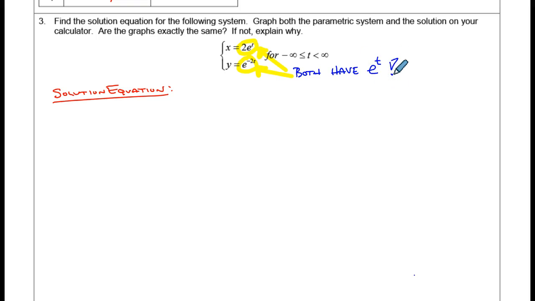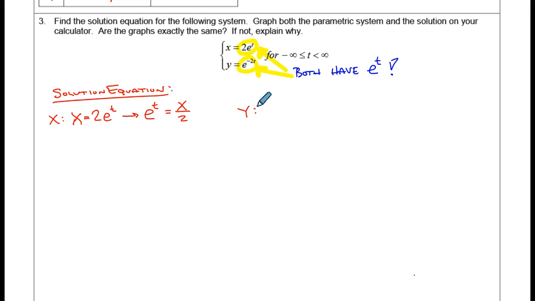Because both x and y have e to the t in them, I'm going to solve for e to the t and see what I get. I'll start by analyzing the function for x. So x equals 2 times e to the t. If we solve for e to the t, we get e to the t equals x over 2.